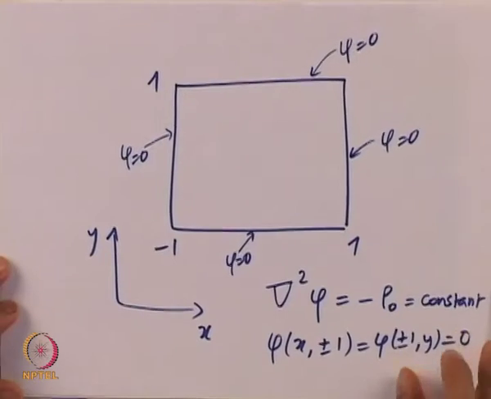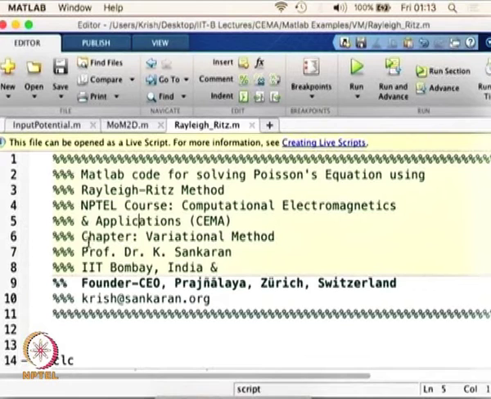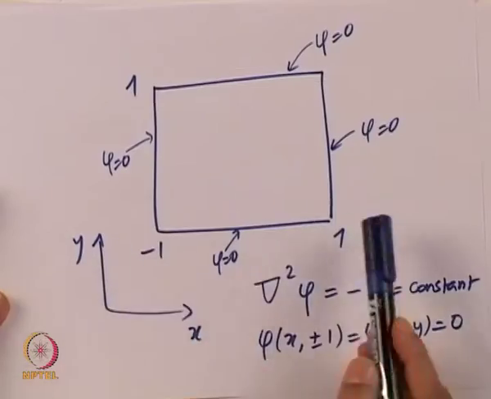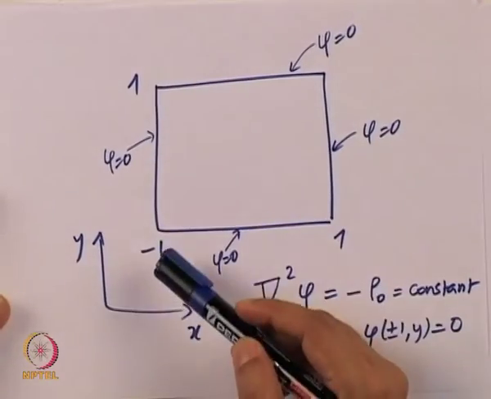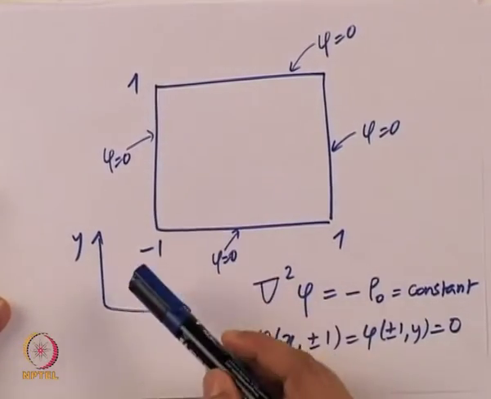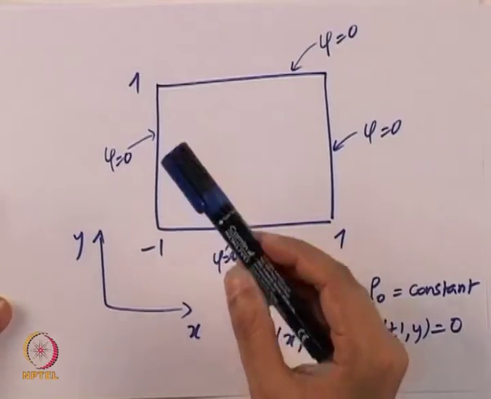Let's look at how one can solve this problem using the simple technique of Rayleigh-Ritz. We are going to take the problem from its symmetry. If you look at this problem, there is a kind of symmetry. It has x and y symmetry. So we are going to use a basis function based on the symmetry.